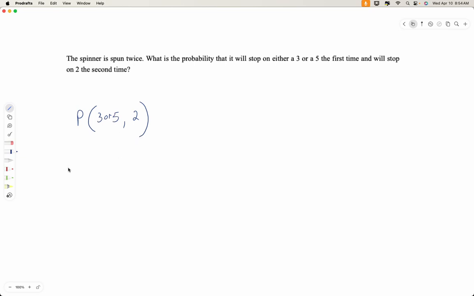So remember the spinner, we've got 8 spaces on our spinner, right? That was 1 through 8. We want it to land on a 3 or a 5 the first time. So that's 2 different spaces that it could land on the first time. So it's 2 out of the 8 spaces. And we want the second time we spin it to be a 2. Well, that's just 1 out of the 8 spaces. So we multiply that. 2 times 1 is 2, and 8 times 8 is 64.